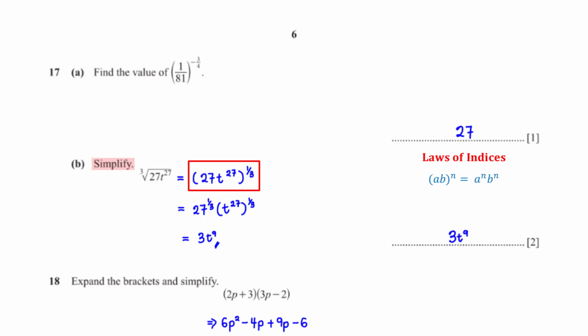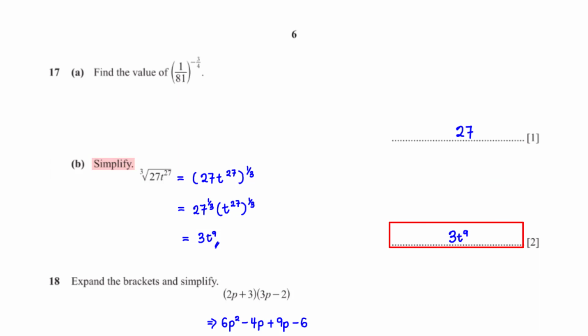And by applying this rule, we can rewrite this as 27 raised to the power 1/3 times t^27 raised to the power 1/3. 27 raised to the power 1/3 is 3. According to this rule, the powers of t multiply, so 27 times 1/3 gives us 9. So we have 3t^9.